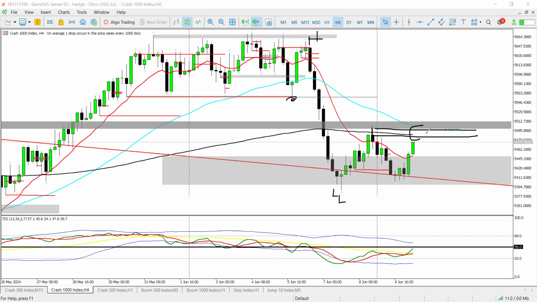So if we respect this area, or maybe if we take our liquidity but come back below, we simply need to locate a pattern on the H1 or M15, then get some sells going here. That's my view for now, but let's just see. So I'm going to leave this one on H4 and just wait for price to get into this area.